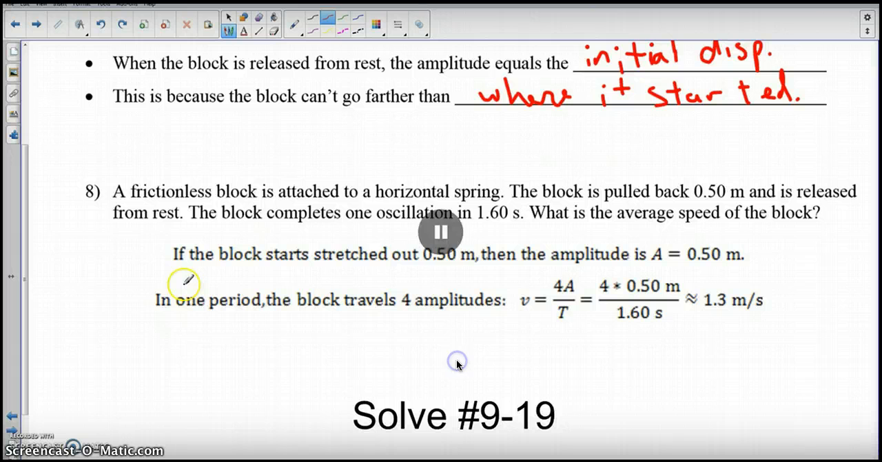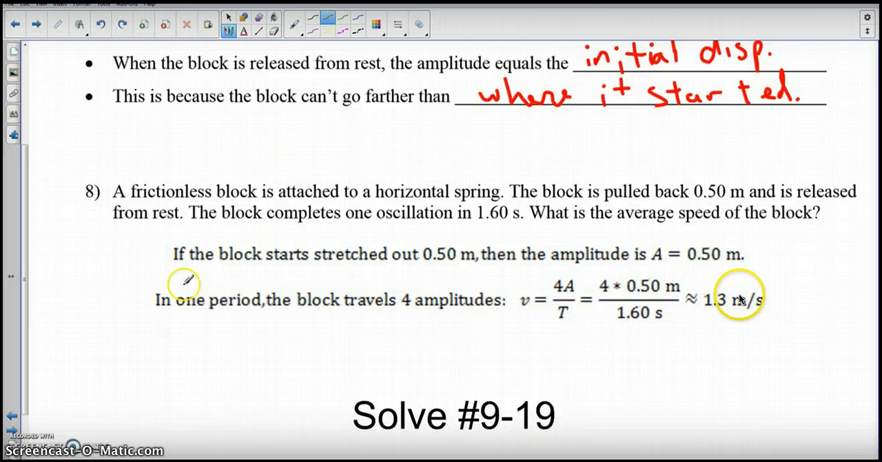So here's a problem. I want you to take a moment to read over the problem. We've got a frictionless block, a horizontal spring. We pull back 0.50 meters and we release from rest. That means 0.50 is your amplitude. The block makes one cycle, one oscillation, in 1.6 seconds. To find the average speed, you use the equation from above, right? 4 times amplitude over the period, time for one cycle. And so you calculate to get 1.3 meters per second.